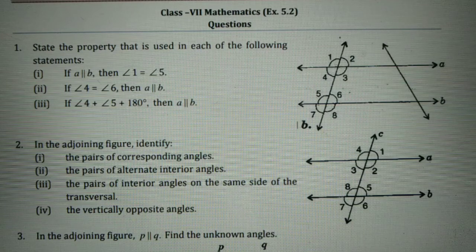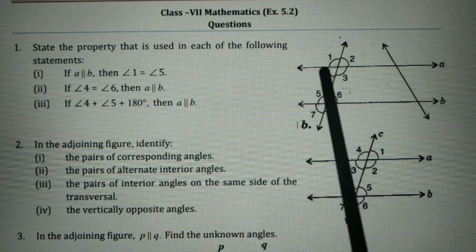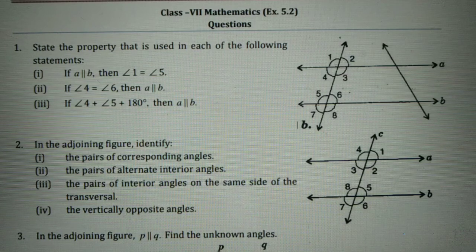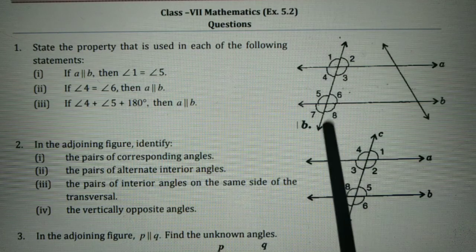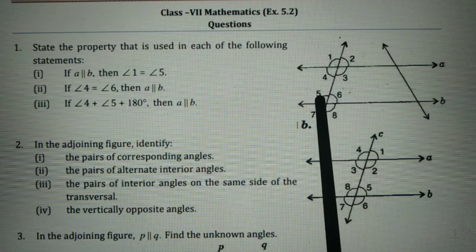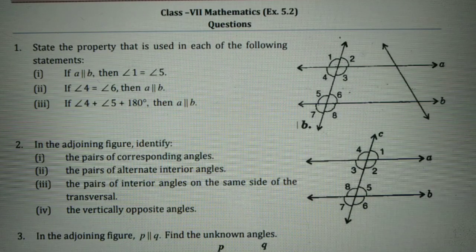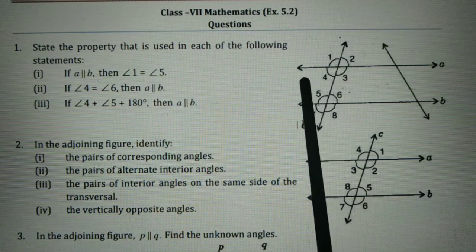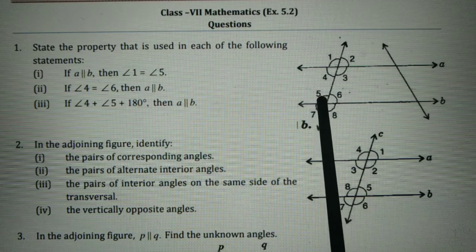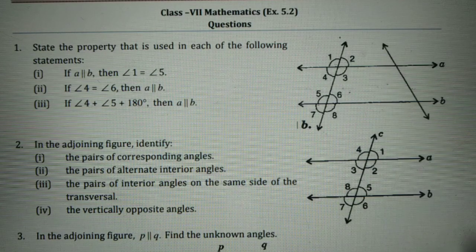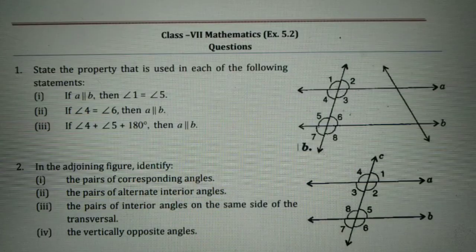Next, the third one, 4 plus 5 is equal to 180 degrees, then the lines are parallel. Yes, because they are interior angles on the same side. When the sum of interior angles on the same side is equal to 180 degrees, we can say the lines are parallel. So it is so easy to understand. When you understand all the angles, you can write answers very comfortably.